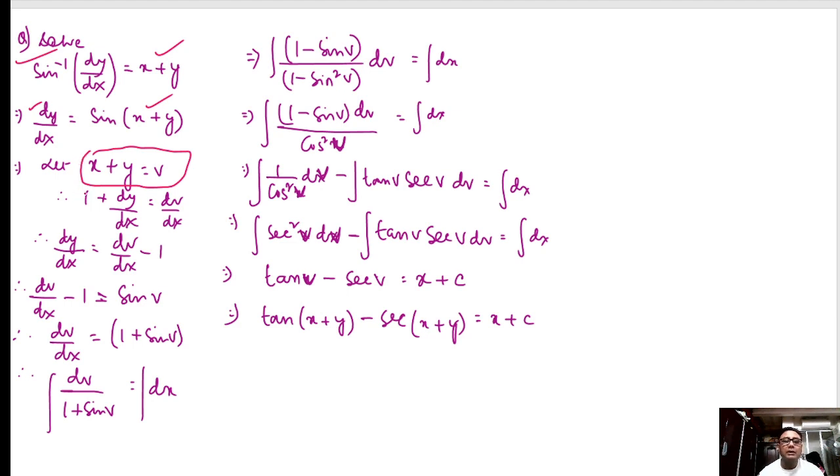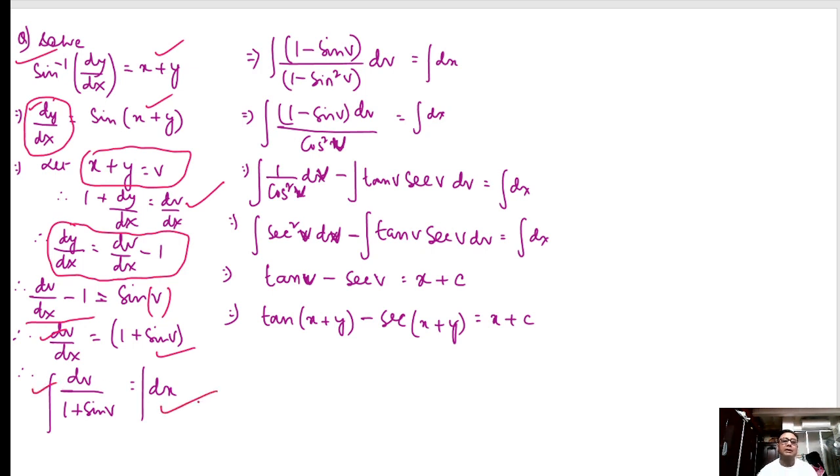So the derivative of x is 1, of y is dy by dx, and of v is dv by dx. Now in place of dy by dx, you have to put this. So here is your dy by dx, and in place of x plus y, we have taken v. So now it becomes very easy for us to separate the v part and the x part.